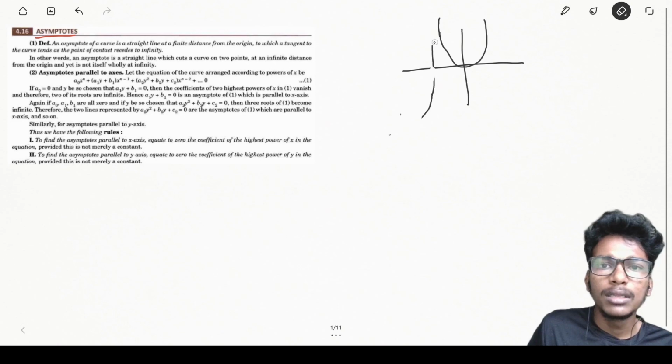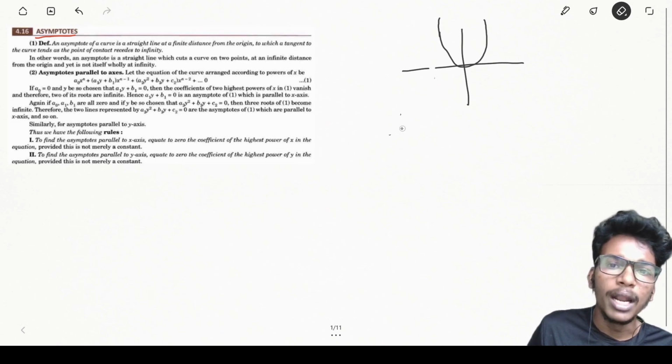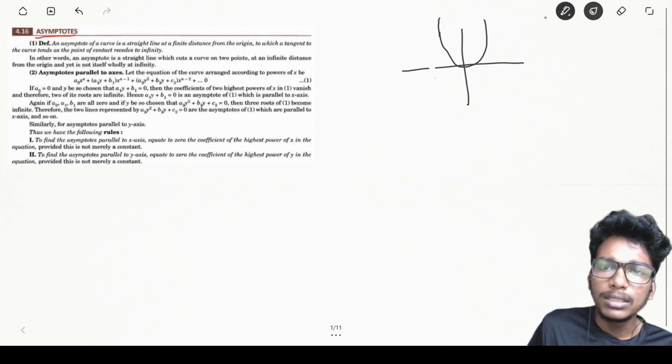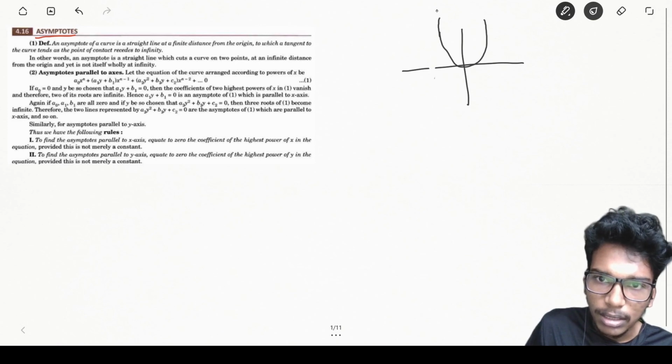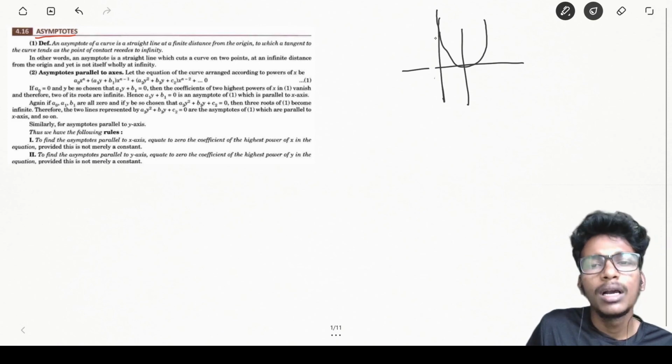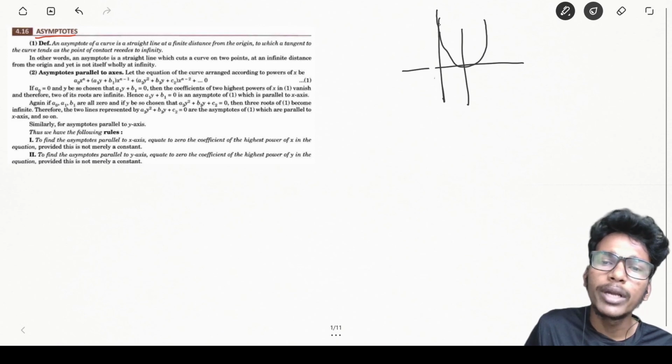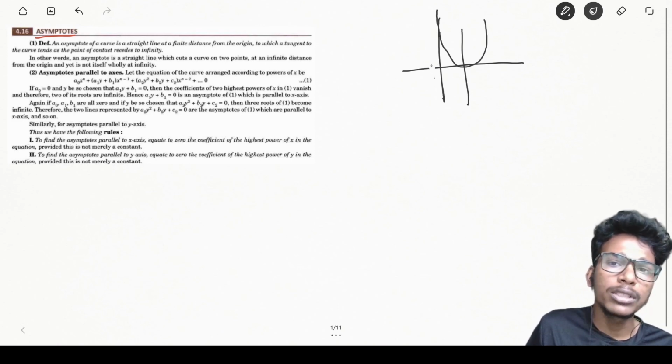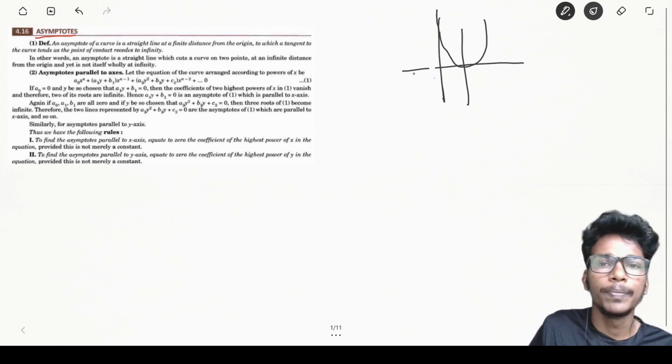That means this curve will touch a straight line at infinity. It's not going to touch anywhere in between. Those types of lines are known as asymptotes.